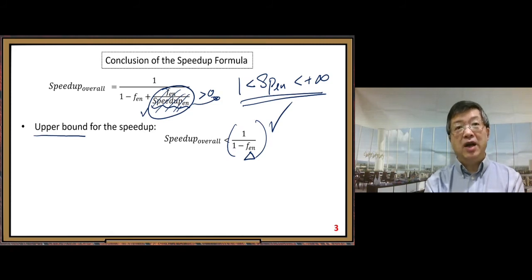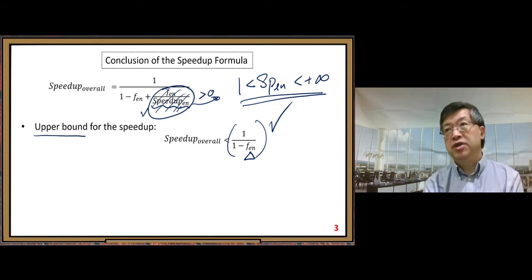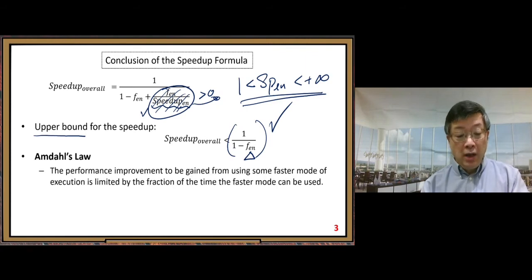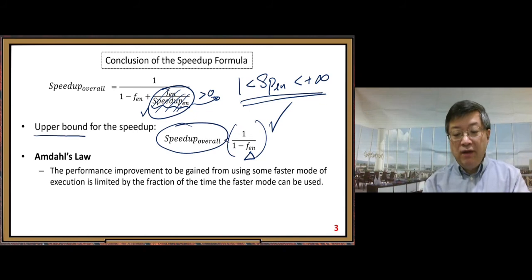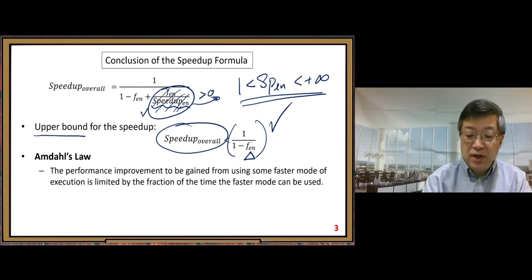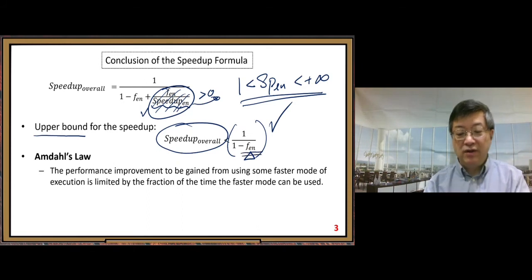So this conclusion can be summarized as a very important law. It is called Amdahl's law. It is very important in computer system design. Here, let me put it there, Amdahl's law: The performance improvement to be gained from using some faster mode of execution is limited by the fraction of the time the faster mode can be used. Yeah, that's this part.